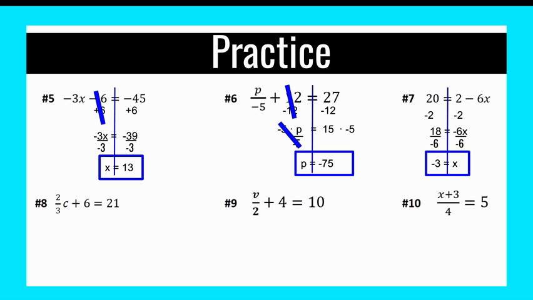On number 8, I see that c is being multiplied by 2/3 and added with 6, so I'm going to subtract 6 from both sides first. Positive 6 minus 6, that cancels. I'm left with 2/3 c is equal to 15. Now, at the beginning of this lesson, before we did anything, we talked about when you're multiplying by a fraction, you want to multiply by the reciprocal.